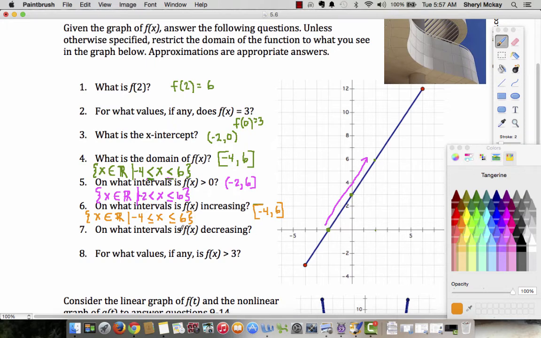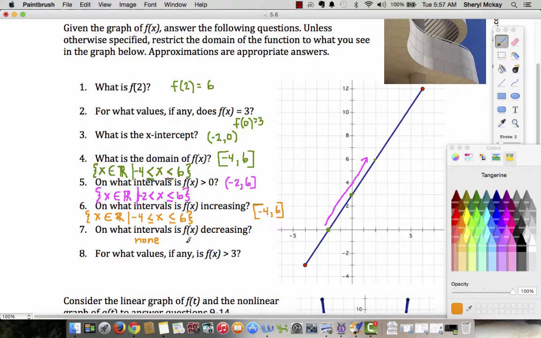Okay? On what intervals is f of x decreasing? Is it ever decreasing? Never. It's never decreasing. So that's undefined or none. Okay?